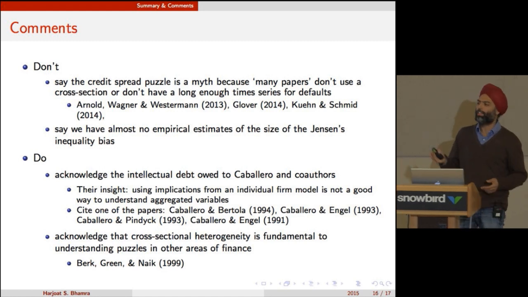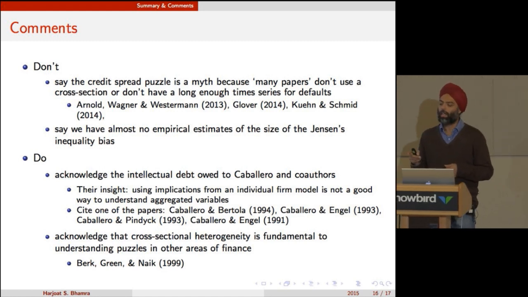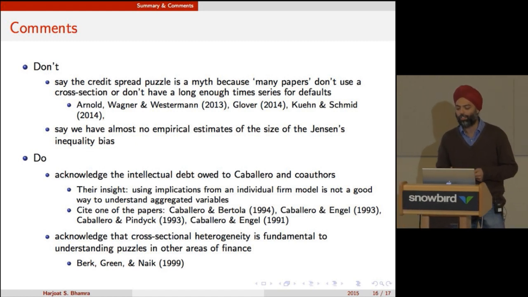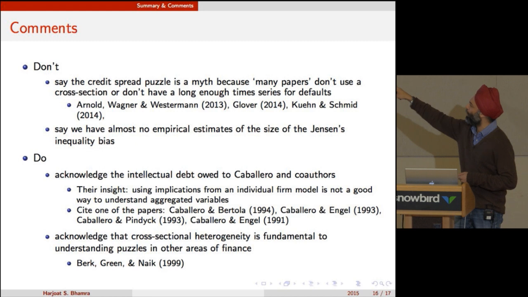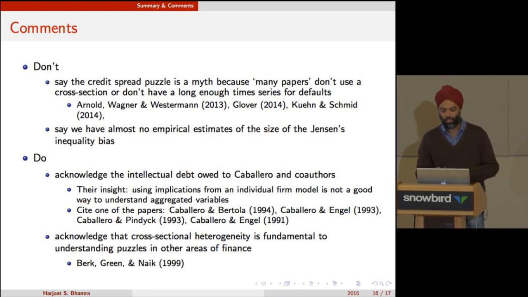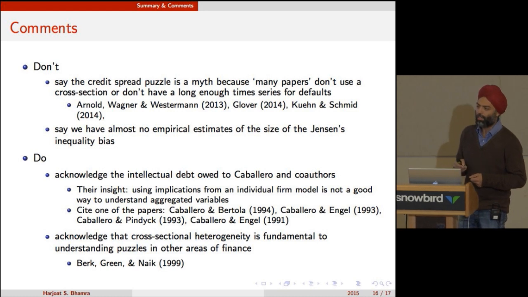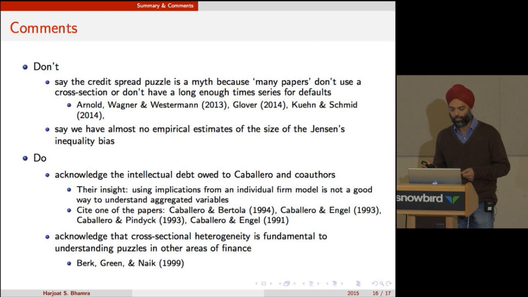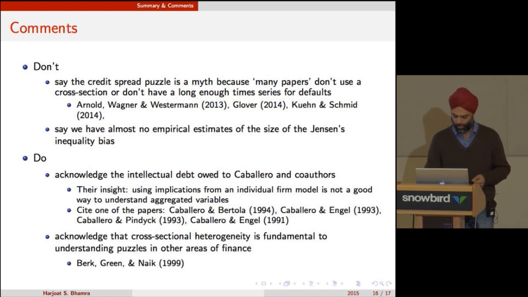It's important to acknowledge, I think, the intellectual debt owed to Caballero and his co-authors. Caballero was one of the first to come up with this idea that using implications from an individual firm model is not a good way to understand aggregated variables. And he did that for investment. So it'd be nice to cite some of his work. And also acknowledge that cross-sectional heterogeneity is fundamental to understanding other things in finance. Jonathan's here, so we can mention one of his papers.